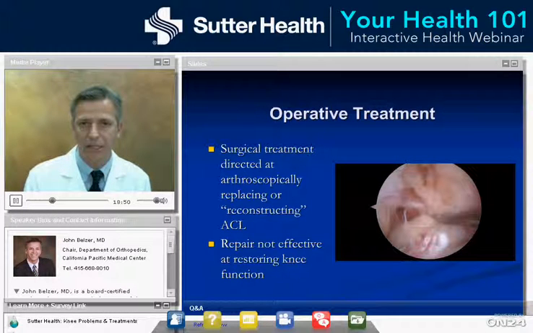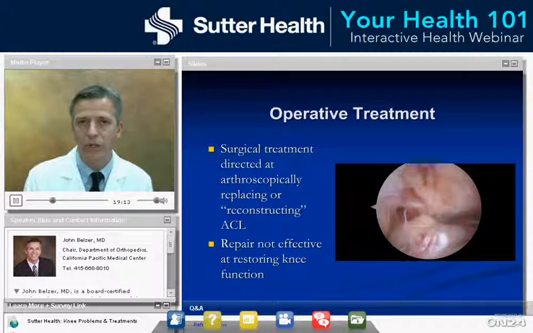We're rebuilding the ACL. Repairs have not been shown to work well because of the nature of the injury causing damage to the ligament over its course. So once that ligament is damaged, it cannot be stretched back out to span the distance between the femur and the tibia successfully. Some studies show that there's a slight benefit, but generally speaking, it's not an accepted treatment.